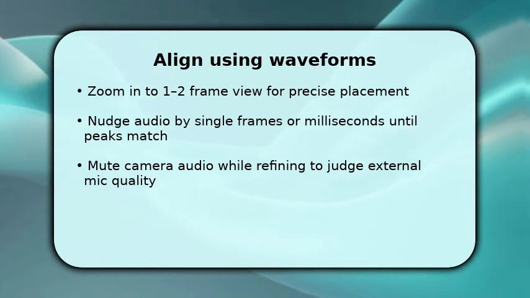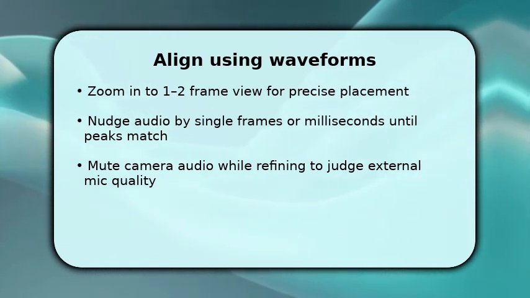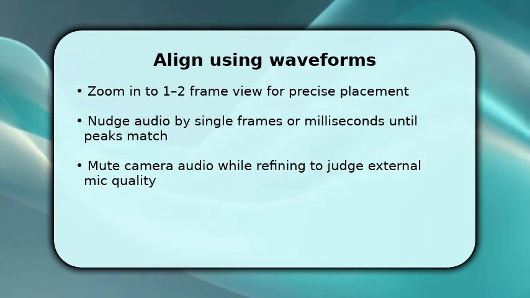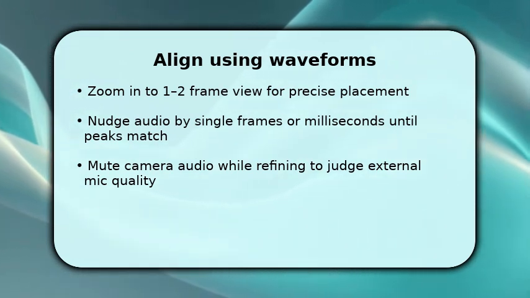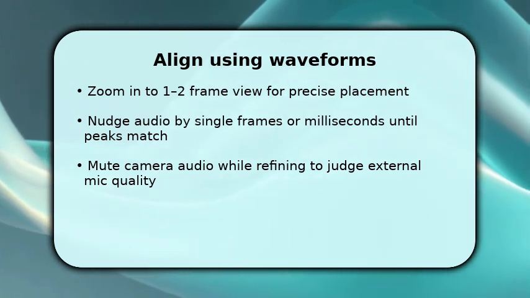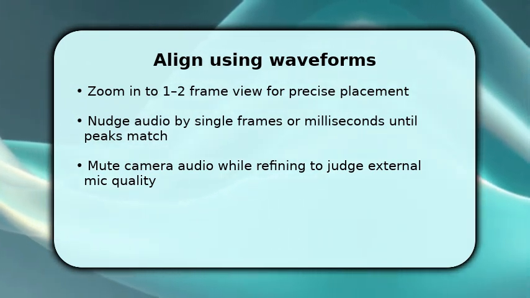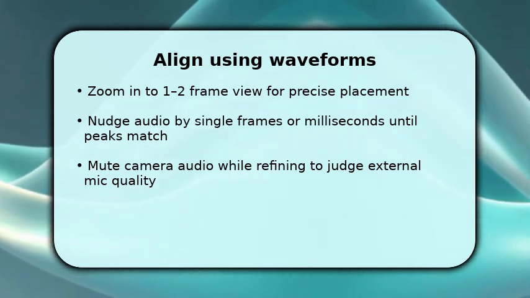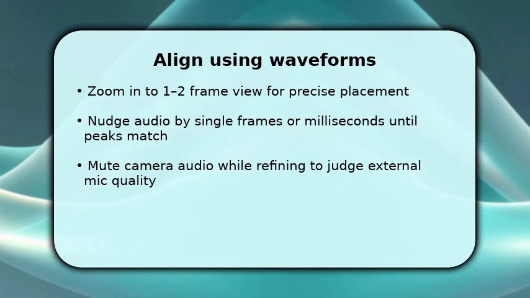You should nudge the external audio left or right using the keyboard or drag tool until the transient peaks overlap with camera audio. Once aligned, mute the camera track to hear the external mic and check for phase or latency. If you hear combing, shift by a frame. Make sure to trim tails so clips start and end cleanly, and ripple edit any gaps caused by shifting.